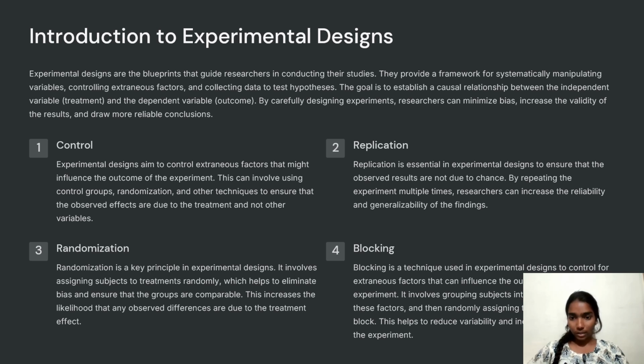Replication is essential in experimental design to ensure that the observed results are not due to chance. By repeating the experiment multiple times, researchers can increase the reliability and generalizability of the findings. Next is randomization. Randomization is a key principle in experimental designs. It involves assigning subjects to treatments randomly, which helps to eliminate bias and ensure that the groups are comparable. This increases the likelihood that any observed differences are due to the treatment effect.